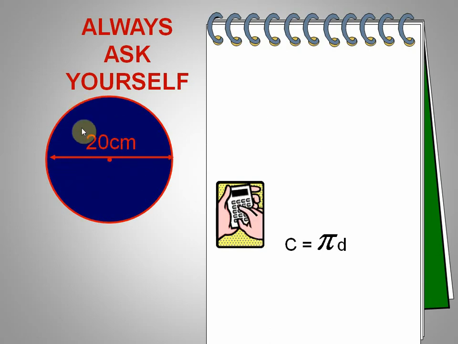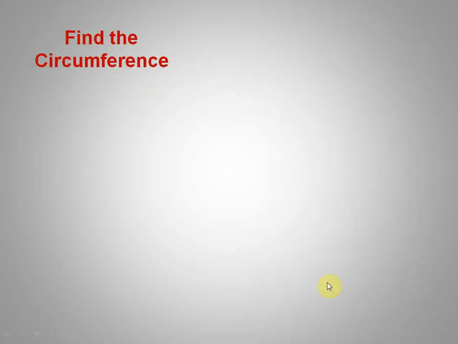diameter of 20 centimeter, it says find the circumference of the circle. So the circumference formula is pi times d, where d is called the diameter. So in this figure the diameter is 20 centimeter, so you just put the value of the diameter in this formula, and you get the answer 62.84 up to 2 decimal places.